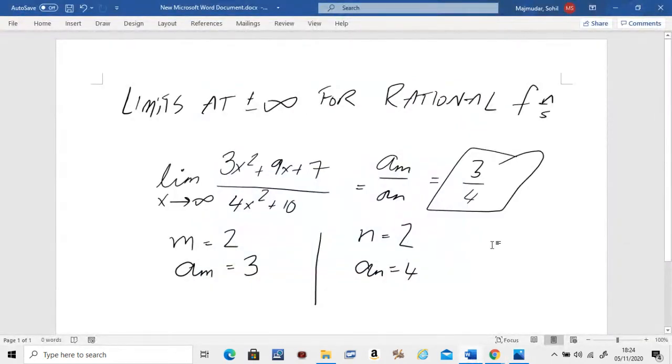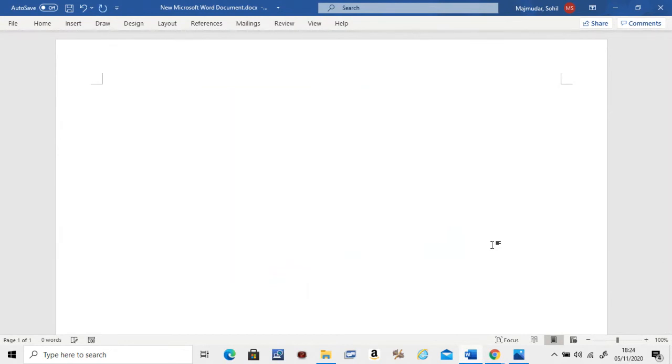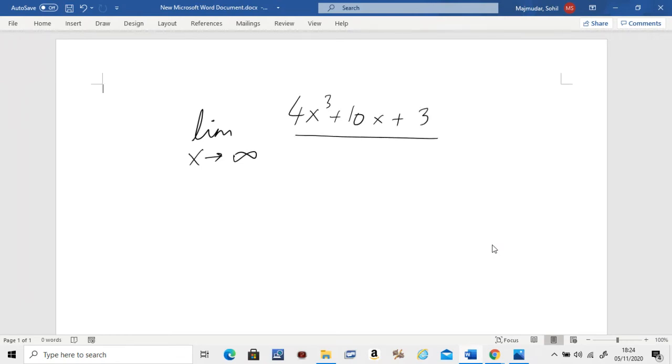Right, let's do one more. I give you the limit as x approaches infinity. Even if it's negative infinity, the rule applies. So it's the same thing. I give you something like this: (4x cubed + x + 3) divided by (x + 4). The question is to find the answer to this.